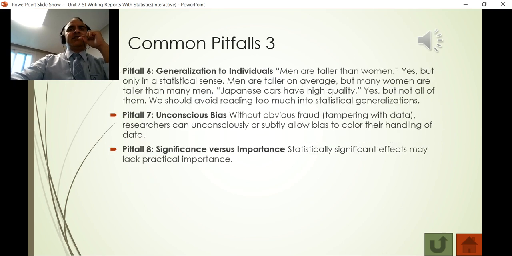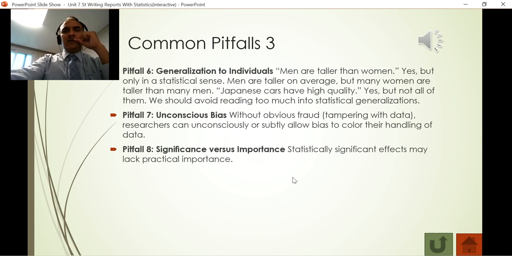So we have generalization to individuals. Men are taller than women. Yeah, you can see sometimes this case happens, but maybe not in every society, so you have to be very careful with that. Then we have to talk about unconscious bias. You have bias within your brain, whether you know it or not.